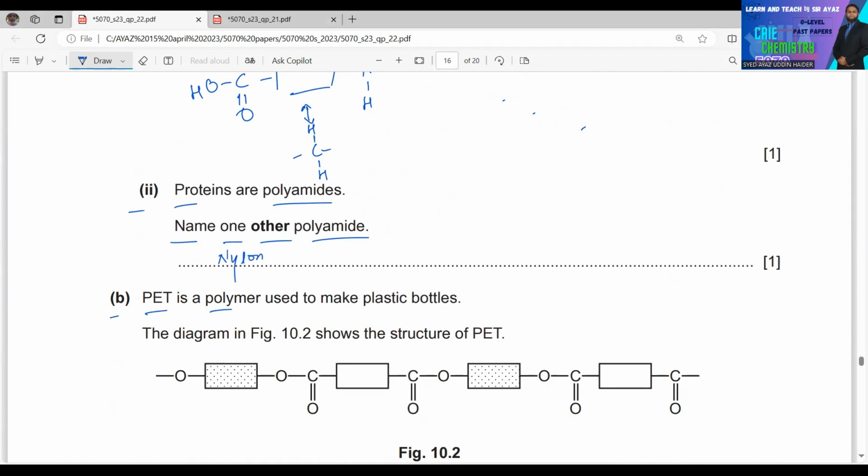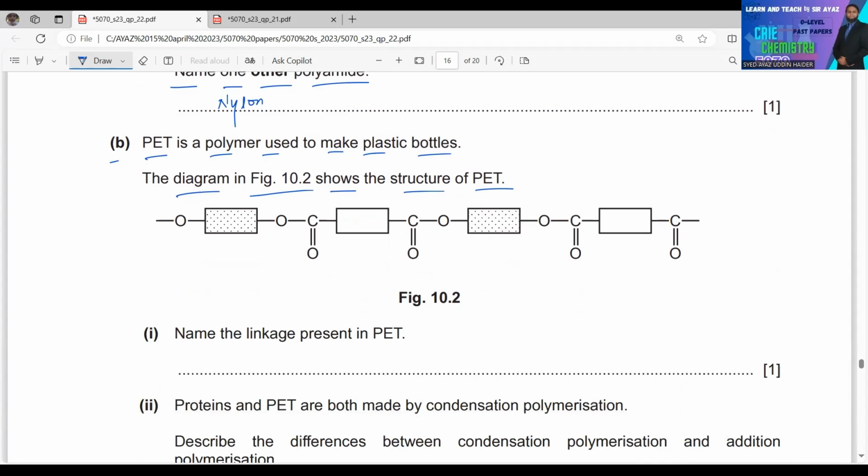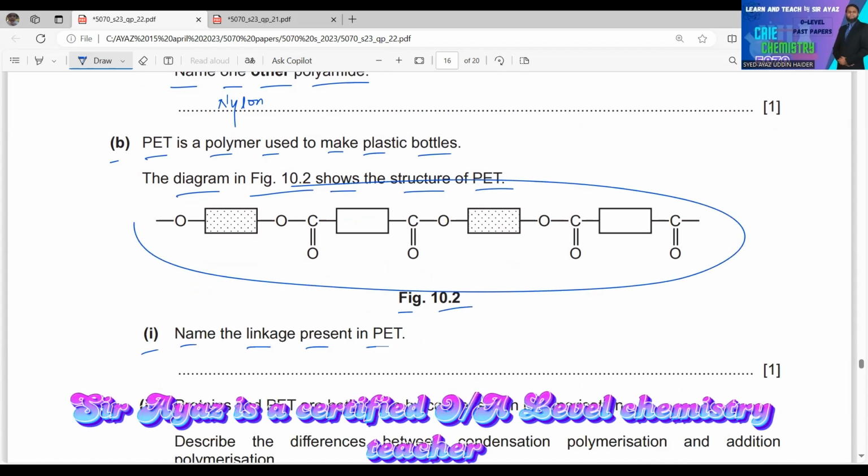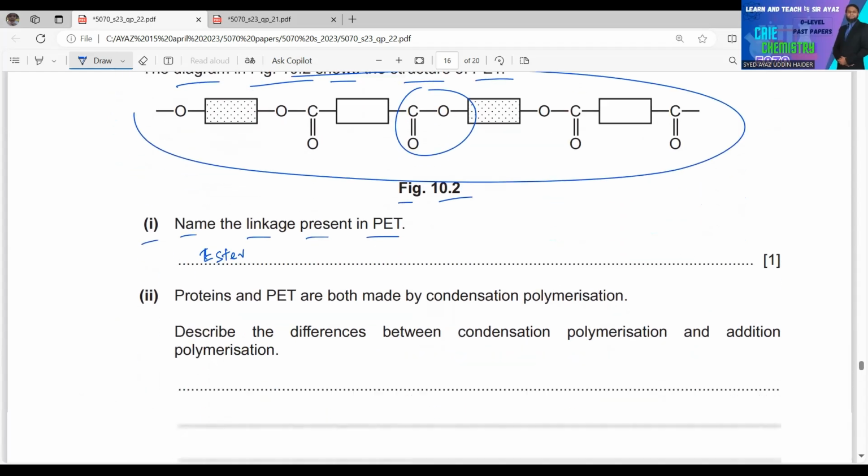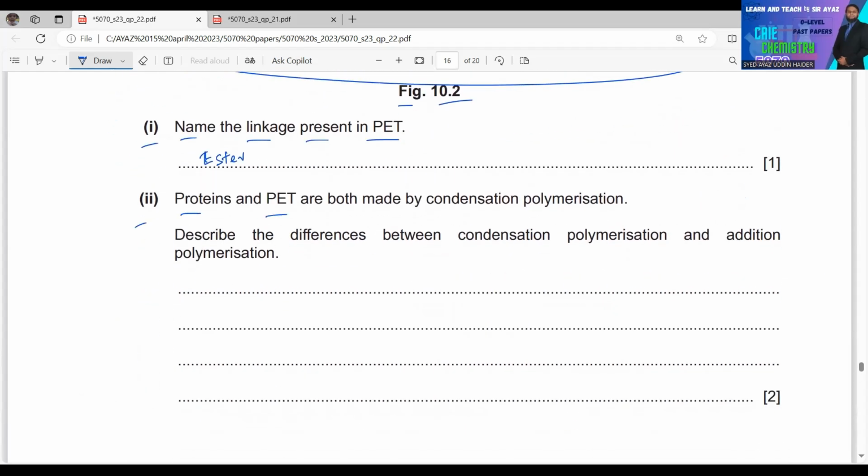B, PET is a polymer used to make plastic bottles. The diagram in figure 10.2 shows the structure of PET. This is the structure. Number 1, name the linkage present in PET. Here's the linkage. It's known as ester linkage. So write ester here. Number 2, proteins and PET are both made by condensation polymerization. Describe the differences between condensation polymerization and addition polymerization. So you can refer the formation or involvement of monomers.